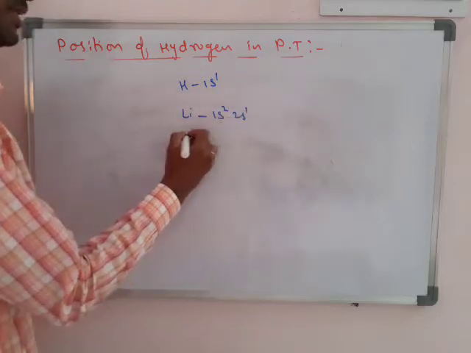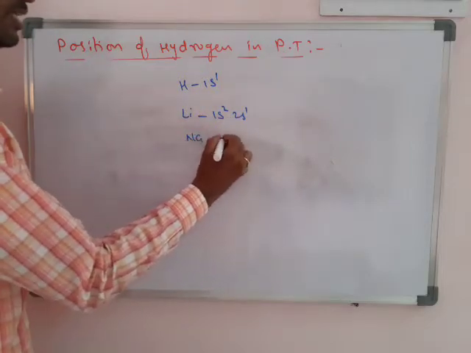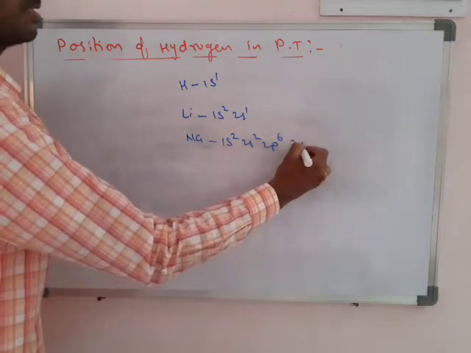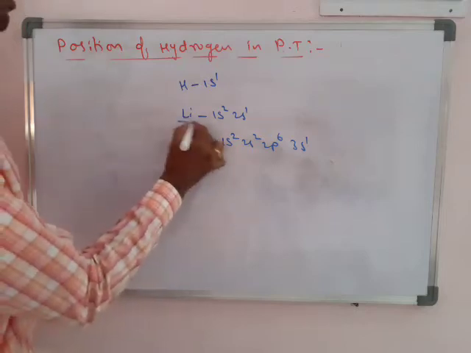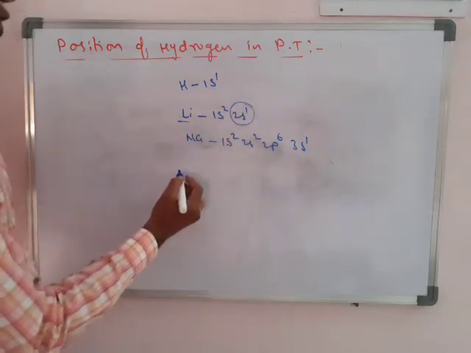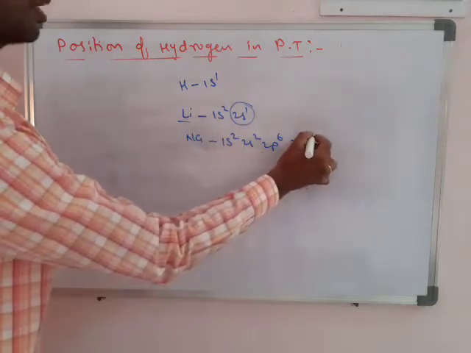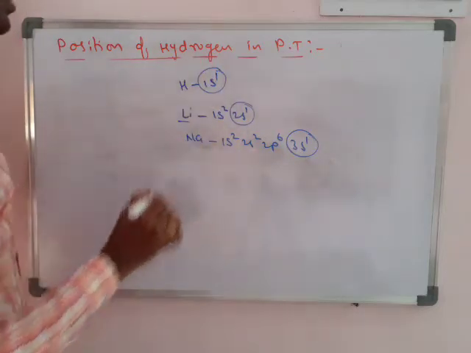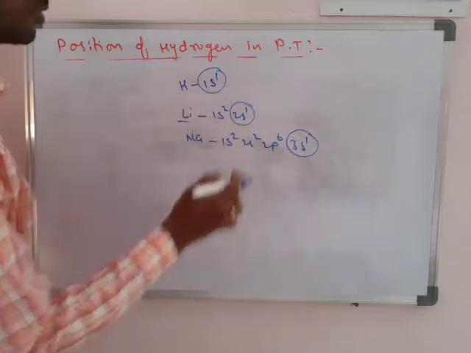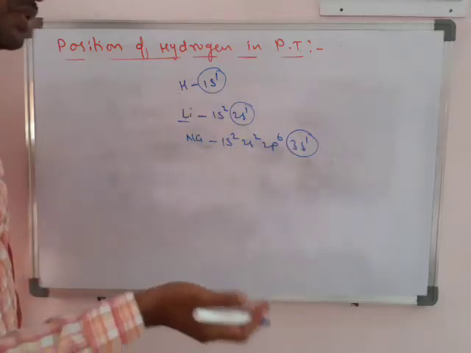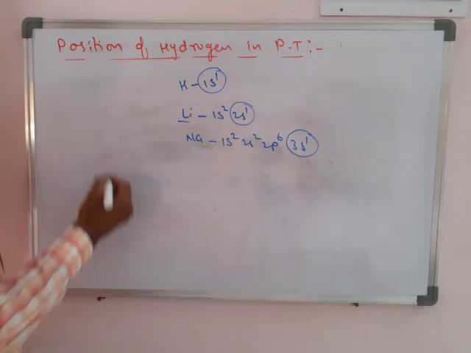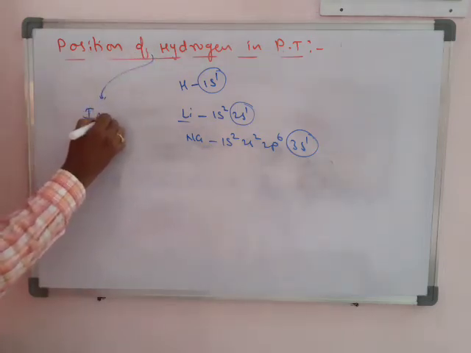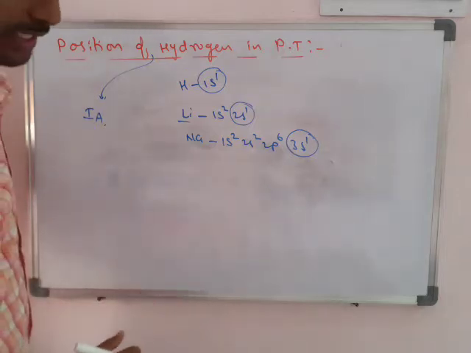See the lithium configuration: 1s2, 2s1. What is the sodium configuration? 1s2, 2s2, 2p6, 3s1. Here the lithium configuration has s1 in its valency, and the sodium configuration also has s1 in its valency. So hydrogen also has 1s1. All have the same outermost electron configuration. So because of the outermost electron configuration, this hydrogen can be placed in the 1A group elements, no doubt in it.